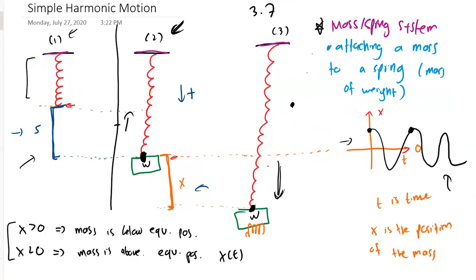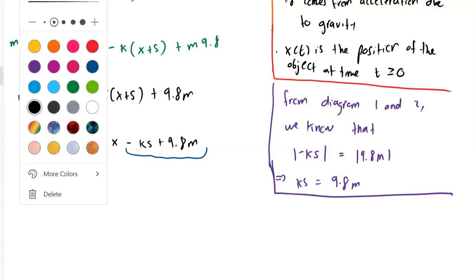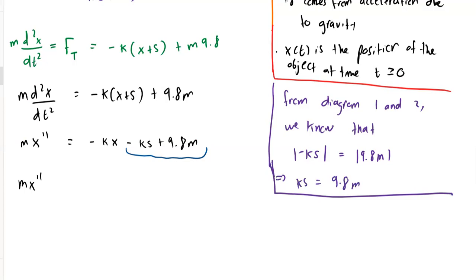The fact that we're at equilibrium means that the restoration force going from diagram 1 to diagram 2 has to be equal to the weight in magnitude, right? Those forces have to have the same magnitude. Well, if Ks equals 9.8 m, and we have negative Ks plus 9.8 m, that's 0. Negative 9.8 m plus 9.8 m is 0. So this actually simplifies even more to m times x double prime equals negative Kx.